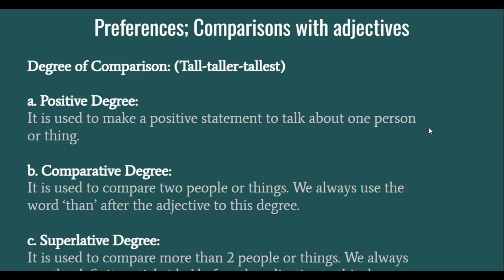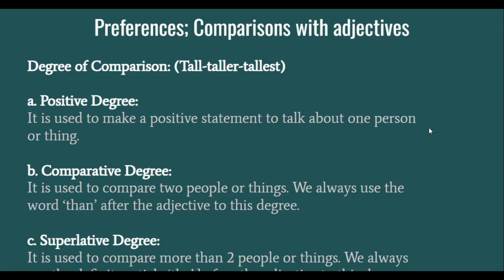Okay. And then the third one that we have is superlative degree. It is always used to talk about more than two people. Okay. And we always use the word the before the adjective. I will say Seema is the tallest girl in the group or tallest person in the group. Okay. So I will use the article the when I'm talking about superlative degree. That is something that you have to remember.